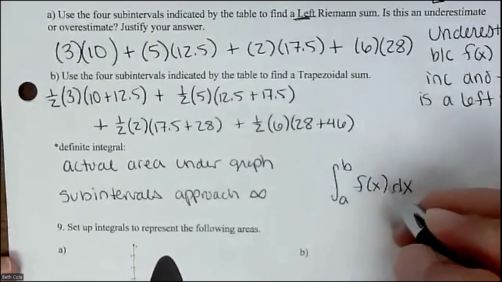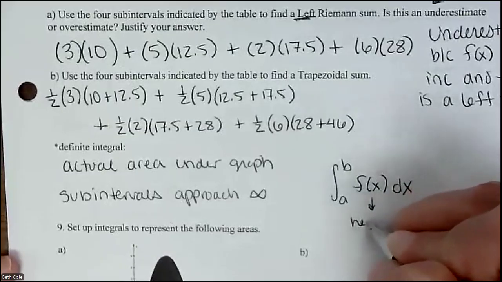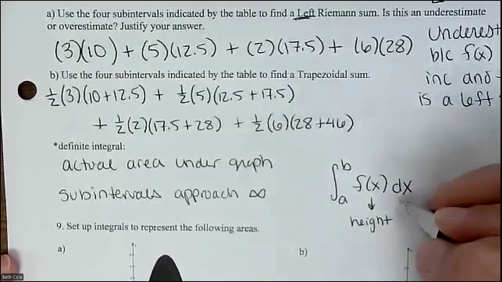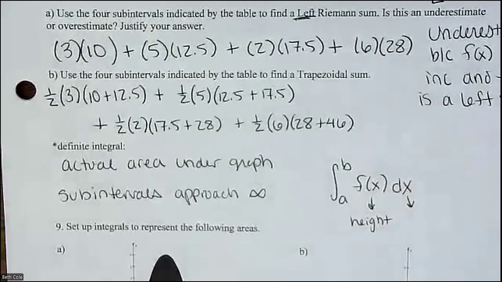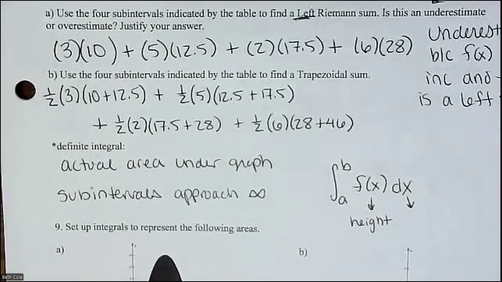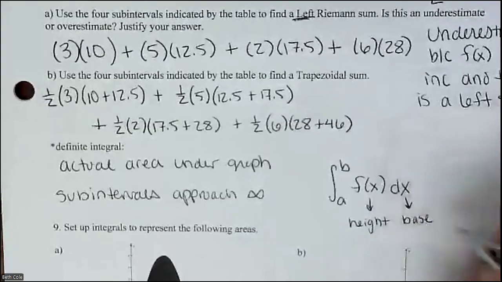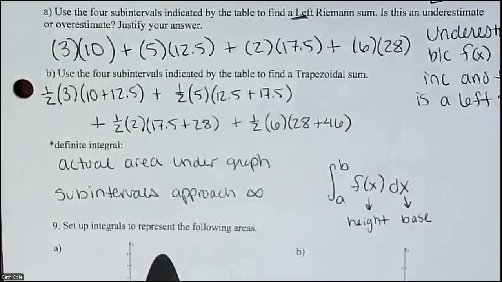When we plugged into the function, that gave us the height of our rectangles. dx is the change in x. Has anyone taken physics or chemistry where you use a delta, the little triangle, delta x? That's what that is. That's the length of your subintervals, the base of your rectangles. So it's base times height, and the integral means add it all up. It's a sum.